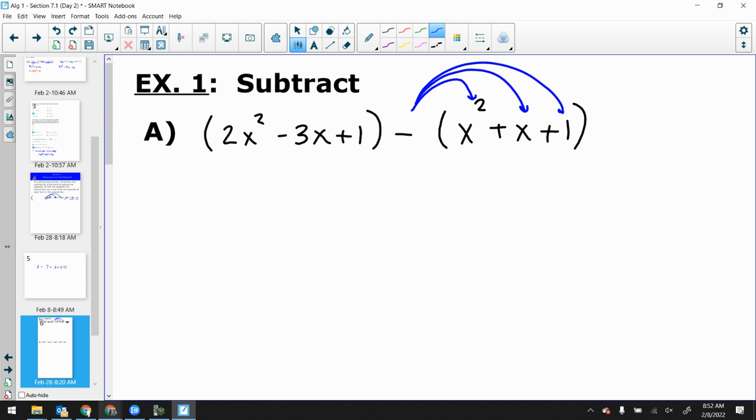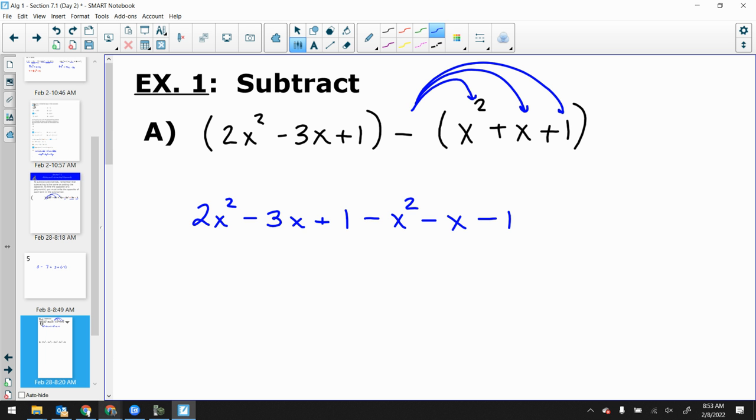Now that means my first polynomial stays exactly the same: 2x squared minus 3x plus 1 stays the same. But the second side, the right side, just changes. This positive x squared becomes a minus x squared. This positive x becomes a minus x. This positive 1 becomes a minus 1.